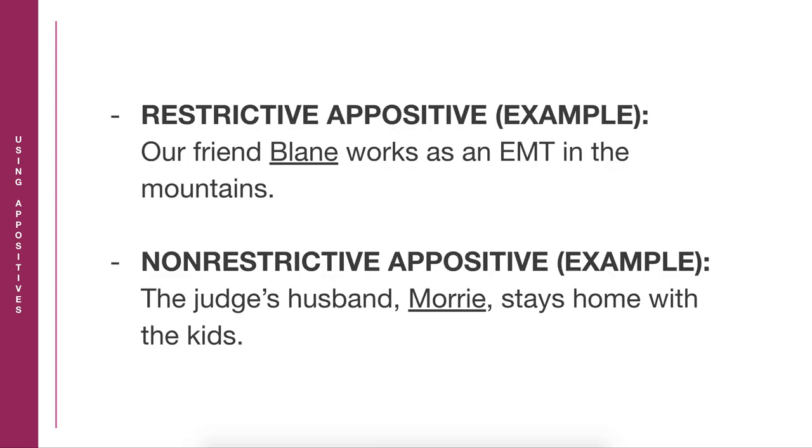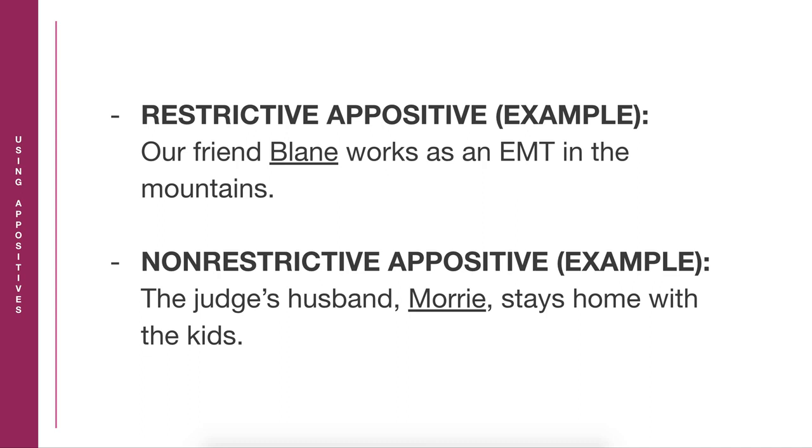Here are some examples. A restrictive appositive, so an appositive that conveys information that is necessary to the sentence, is: our friend Blaine works as an EMT in the mountains. Now, Blaine is our restrictive appositive. Without that piece of information, we would not know which friend we were talking about. And so having Blaine's name in this sentence is necessary so that our reader knows which friend is actually the EMT. Therefore, this appositive, this extra piece of information, is restrictive. It's necessary. It adds important information to the sentence that is vital to us as readers understanding what the sentence says.